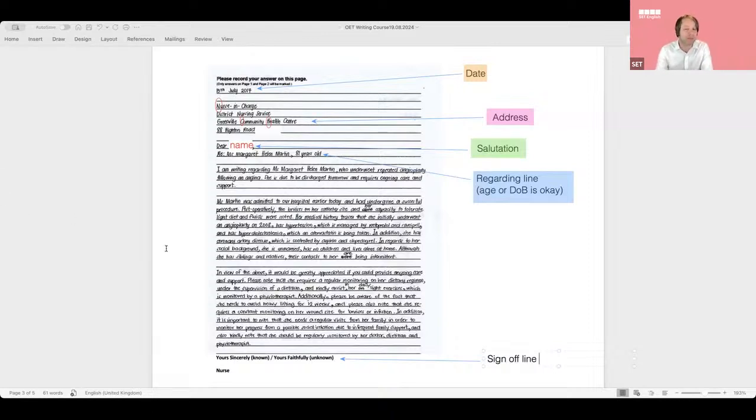This is called the sign-off line. Different names, different things. So this is the layout of the letter. Date at the top or below the address. Then you have the address. Then you have the salutation. Then you have the RE line. Then you have the sign-off line at the end. Does that make sense, everyone? Any questions? I know this is fairly basic, but I think it's important to review these things.